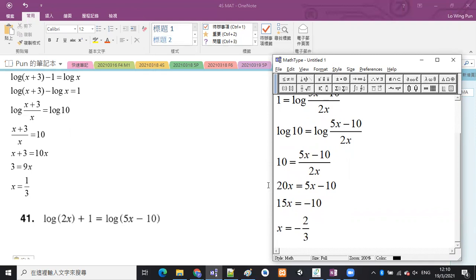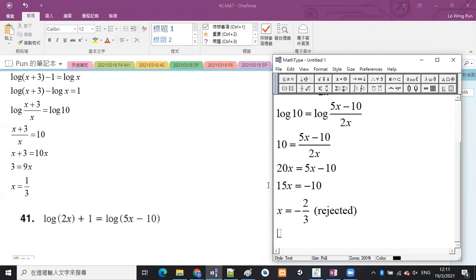And you'll find that x is equal to -2/3. But when you put x equal to -2/3 back into the original equation, this term becomes log of a negative number, right? So it becomes a math error, and this answer should be rejected. So the only possible answer is rejected, which means that there is no answer for this equation.